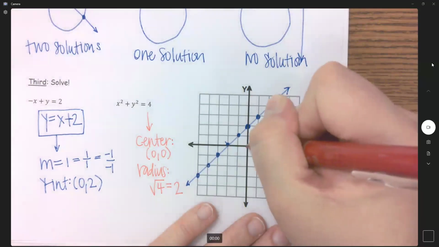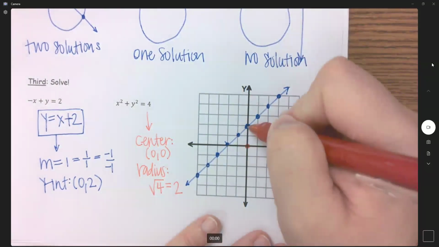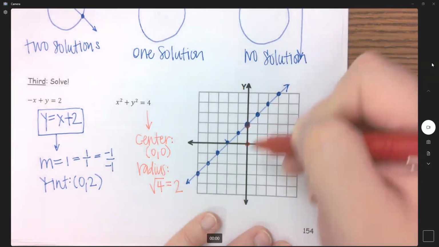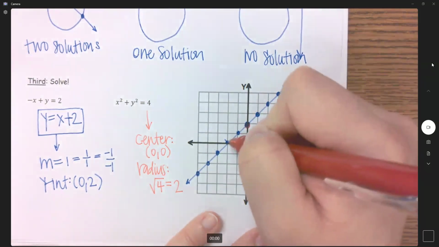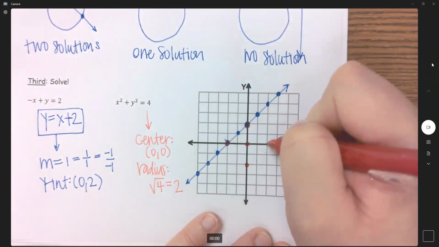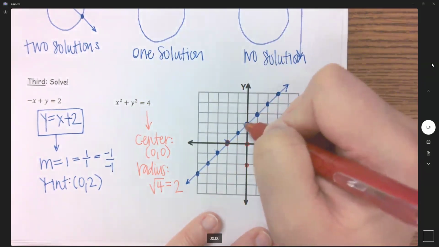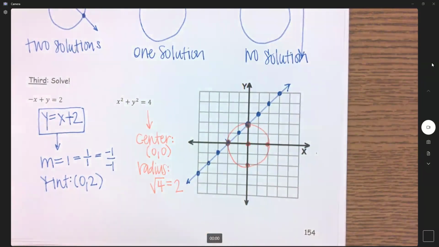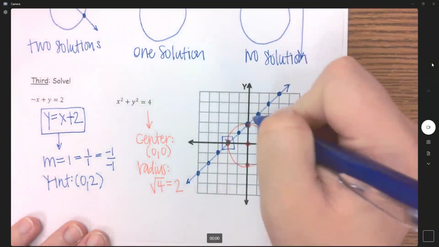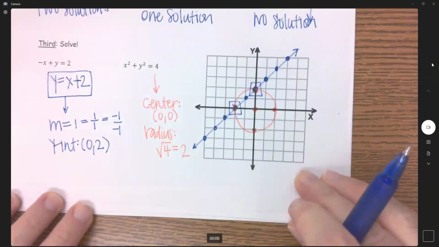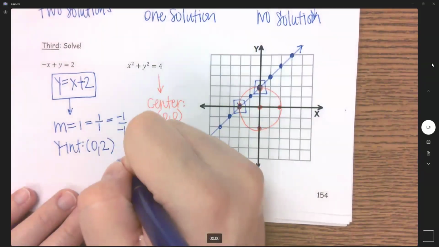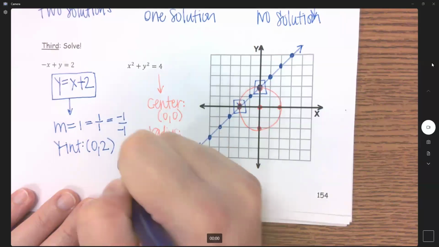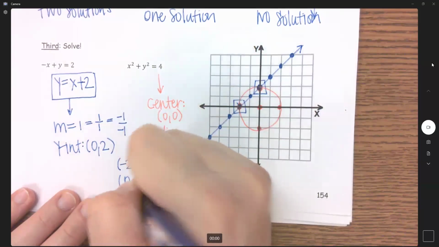So I'm going to put my center here. And then I'm going to go up 2, which is a point, down 2, left 2, which is another point, and right 2. I'm going to draw the best circle I've got. And there we go. So my solutions are these 2 spots where they intersect. So my answers would be -2, 0, and 0, 2.